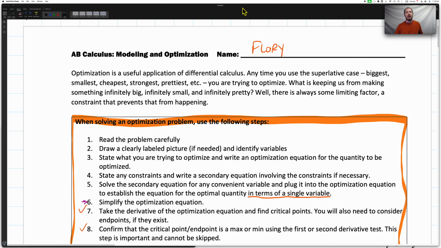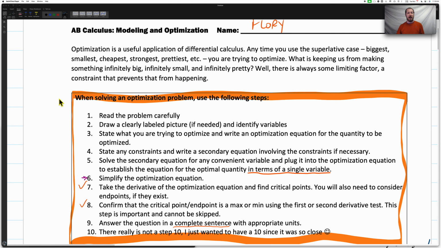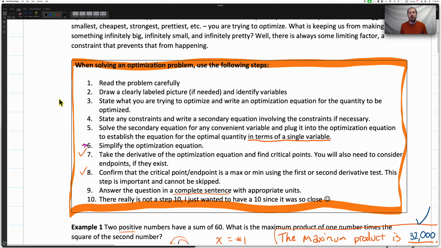In this video, we're going to be looking at example 4 from our optimization notes. Just as a refresher, make sure that you're looking at these steps as you're practicing these optimization problems to make sure you hit all these steps before you box your answer and move on to the next one that we went over in class. All right, so we're going to pick up at example 4.